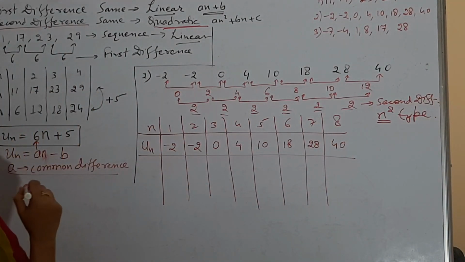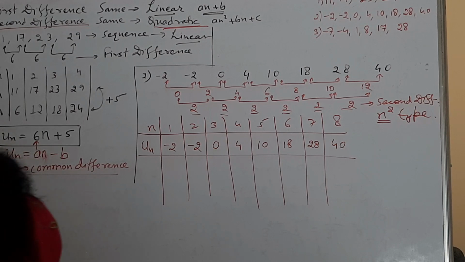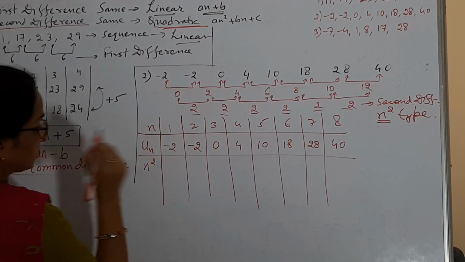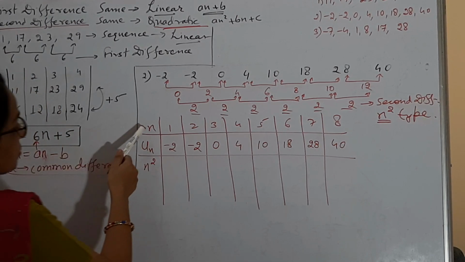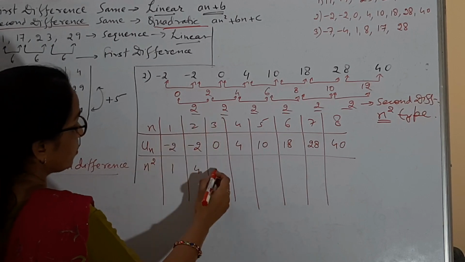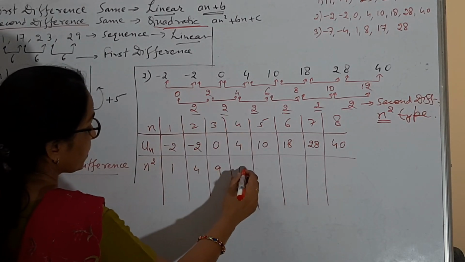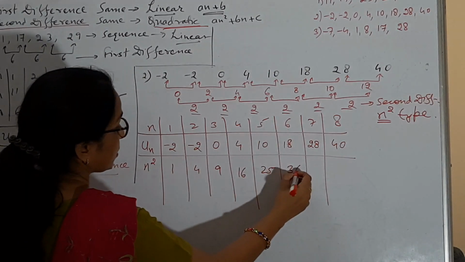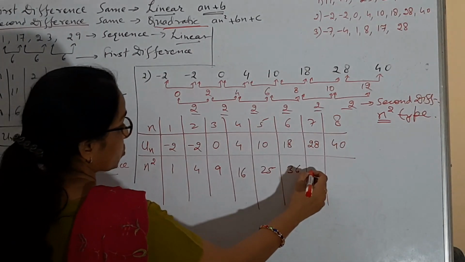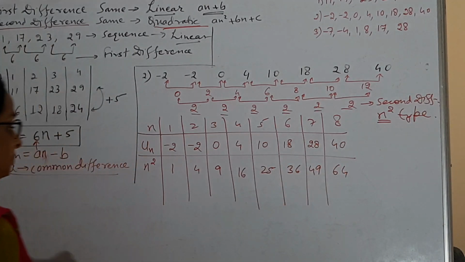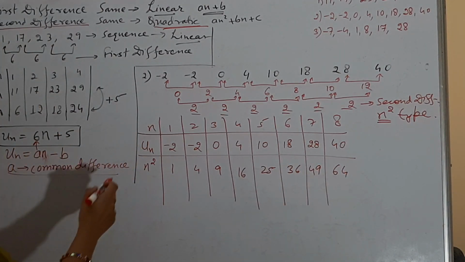Now what we have to do is, we will write n square. So n is 1, so this is 1. Then 4. 3 square 9. 4 square 16. 5 square 25. 6 square 36. And then 7 square 49. 8 square 64. Okay?